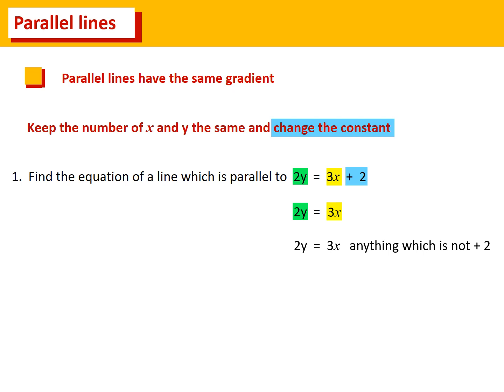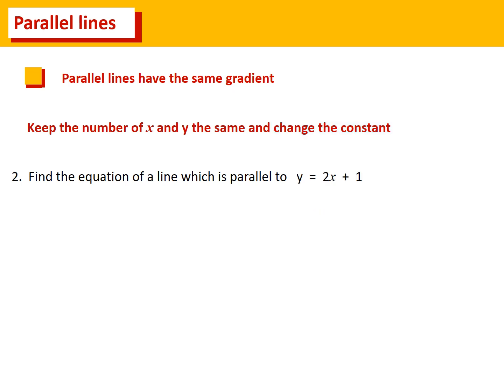So any number on the end of that equation, even if you left it as 2y equals 3x, that would be fine. Okay, as long as you don't have plus 2 on the end, because if you have plus 2 it would be the same line. Anything which is not plus 2 will be a parallel line because you've kept the y's and x's the same.